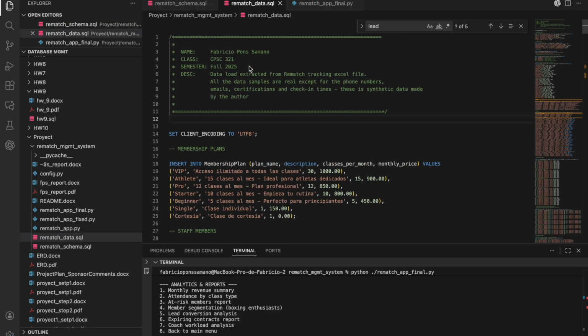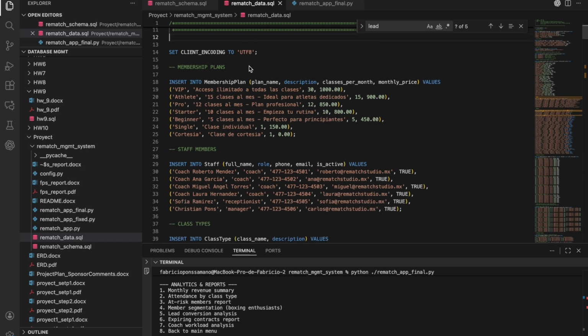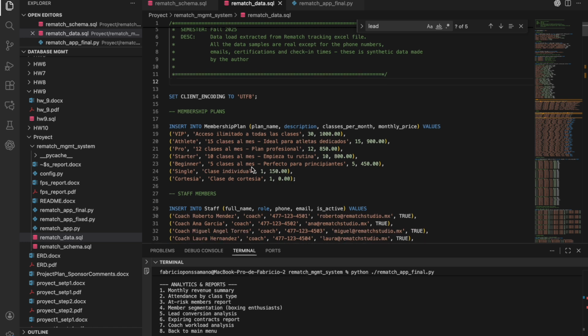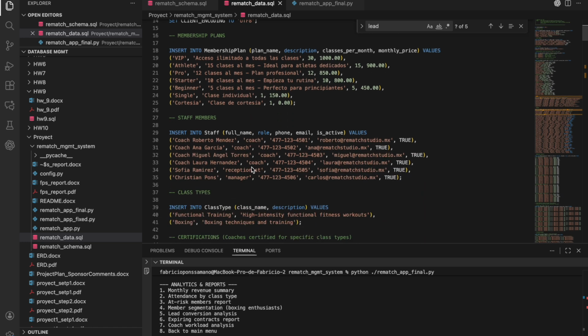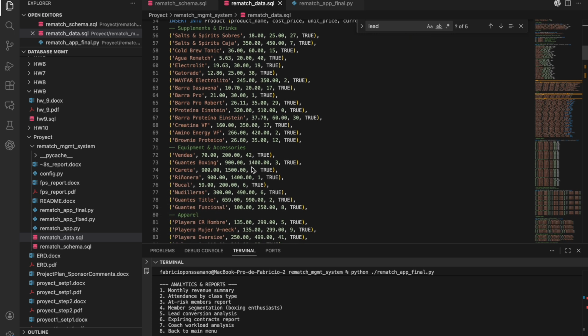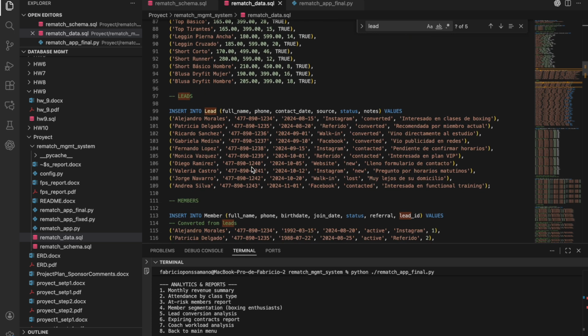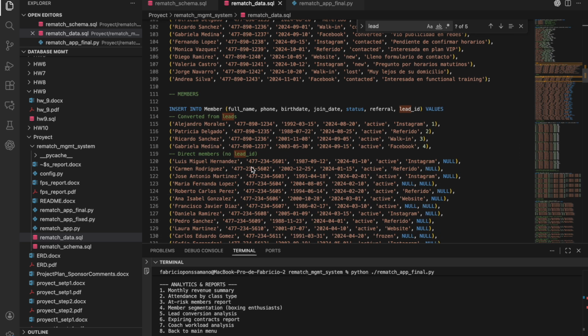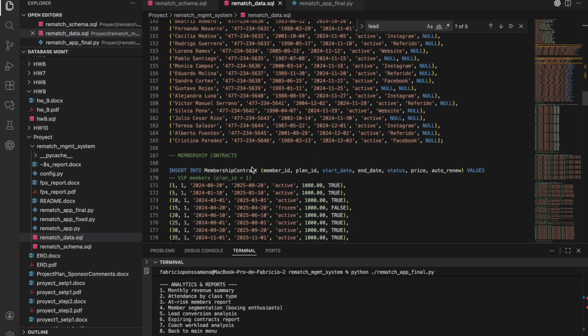As I said, the data used was mainly real information from the Excel spreadsheet, from data from last year. I did edit some important information like phone numbers, emails, some certifications, and I had to come up with check-in times, just because they don't currently record that, but it's something that they definitely want to record in the future. I also think that this project will help them in the future, so I included that.